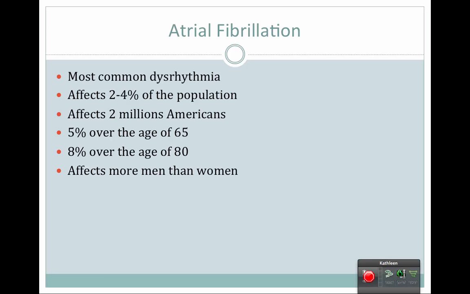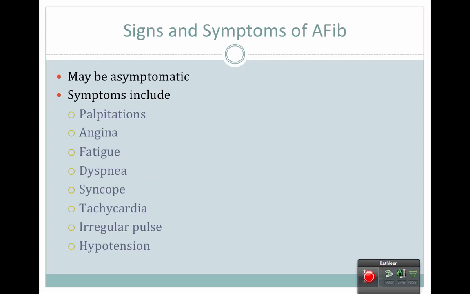So atrial fibrillation is the most common dysrhythmia. It affects 2 to 4% of the population. It affects over 2 million Americans, 5% over the age of 65 and 8% over the age of 80. It affects more men than women. Signs and symptoms of atrial fibrillation include palpitations, angina, fatigue, dyspnea, syncope, tachycardia, irregular pulse, and hypotension.